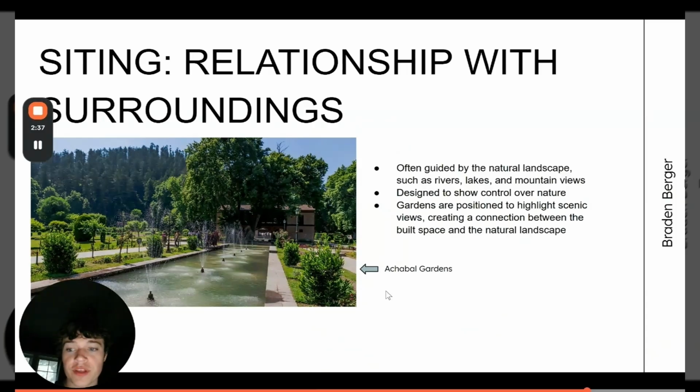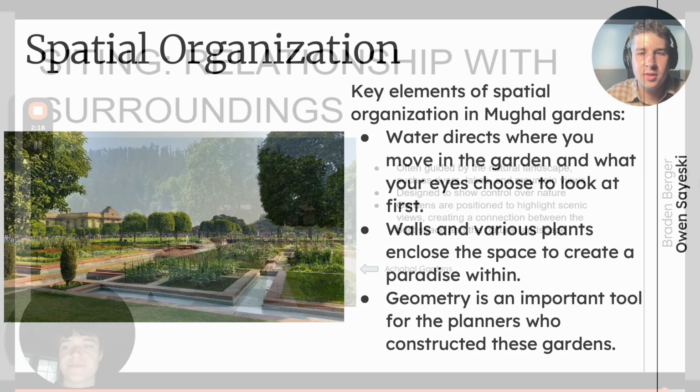Siting, relationship with the surroundings. They were often guided by the natural landscape, like the rivers and lakes and mountain views. Designed to show control over nature, the gardens were positioned to highlight scenic views, and they created a connection between built space, like man-made things, and the natural landscape.